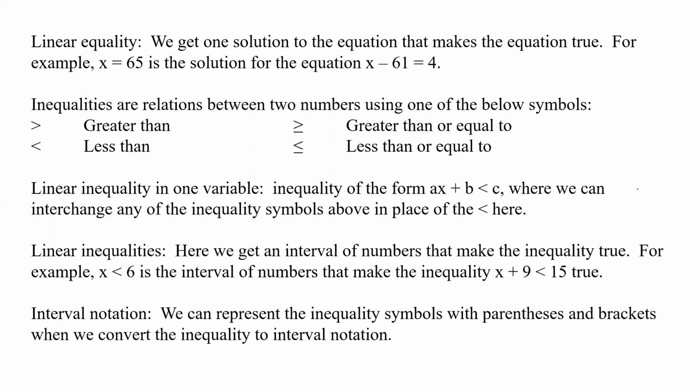Well, if we remember, we get one solution to the equation that makes the equation true. So for example, x equals 65 is a solution for the equation x minus 61 equals 64. And what we've done is basically we've added 61 to both sides to do that. So we've added 61 here, we added 61 here, and we solved and we get x equals 65.